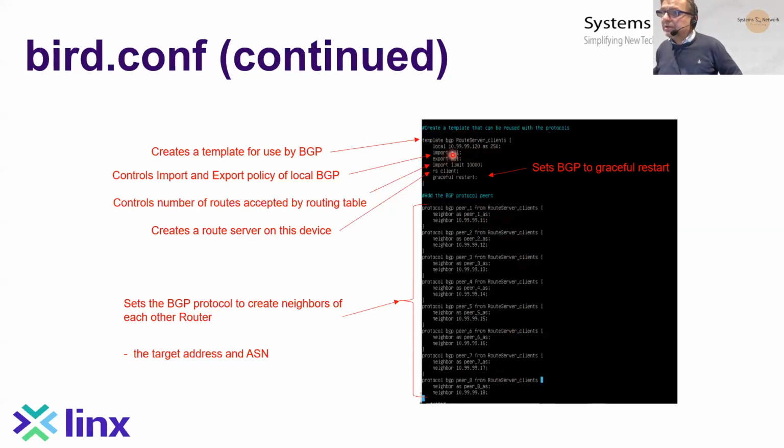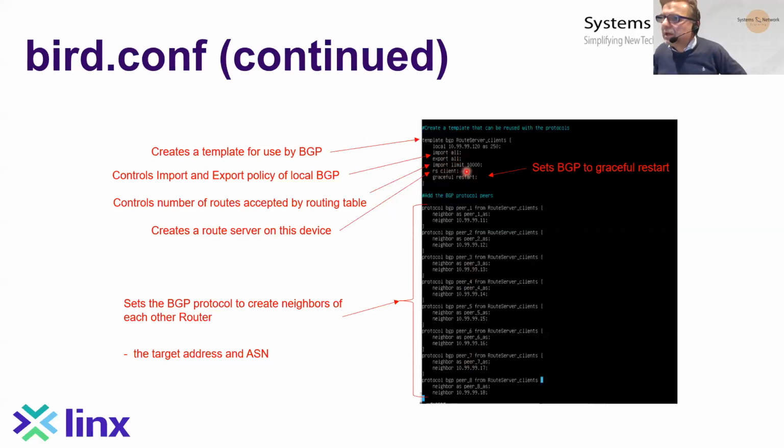And then the policies within Bird to do route distribution amongst, in this case, the different peers that I have configured here. So by default, I'm importing all and I'm exporting all between the 8 different peers that I'm talking to.